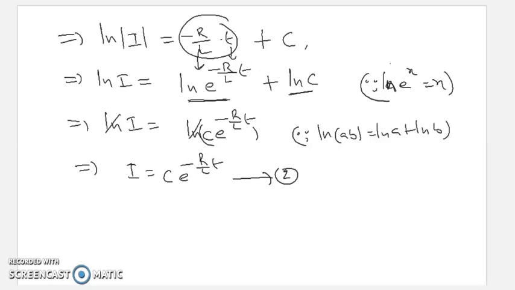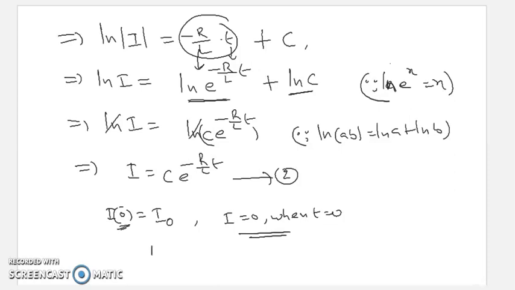But in this problem, initial conditions are also there. What are initial conditions given? I of 0 is equal to I naught is given. I of 0 means, given that I is equal to 0 when t is equal to 0. That is the meaning. So we apply these values into equation number 2.